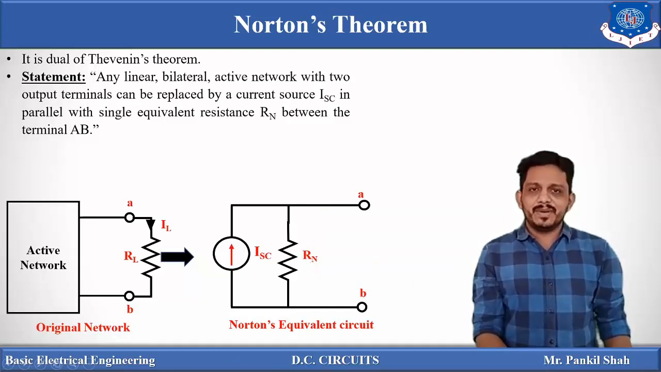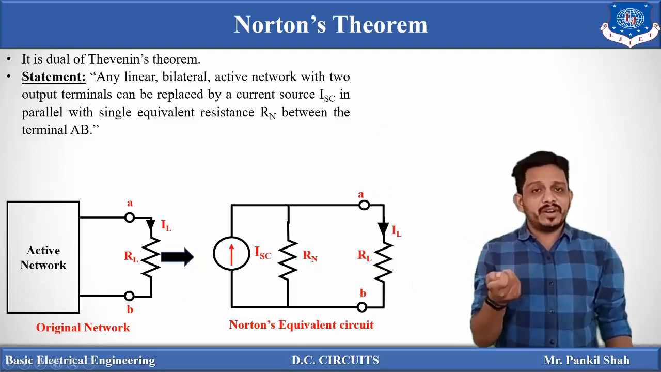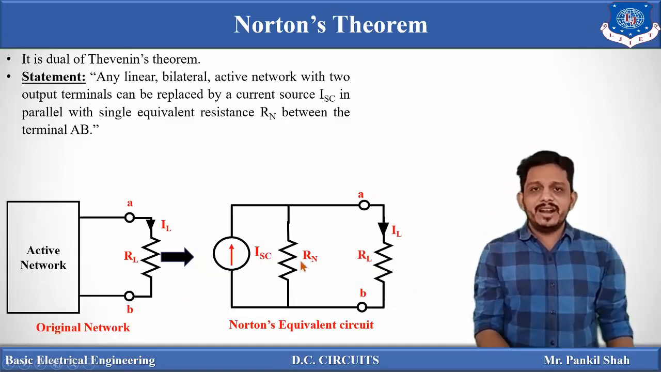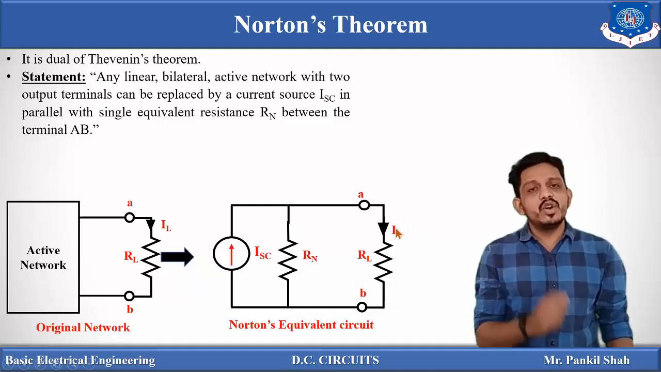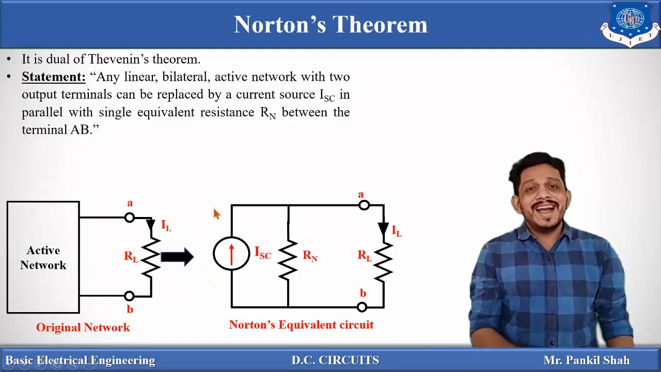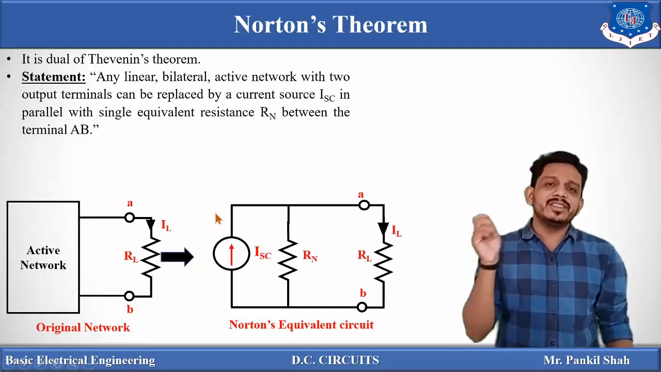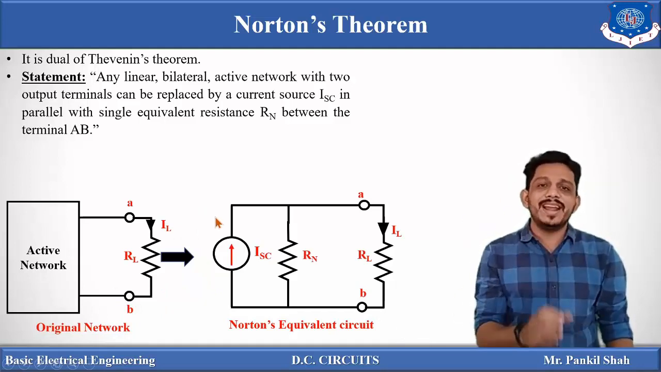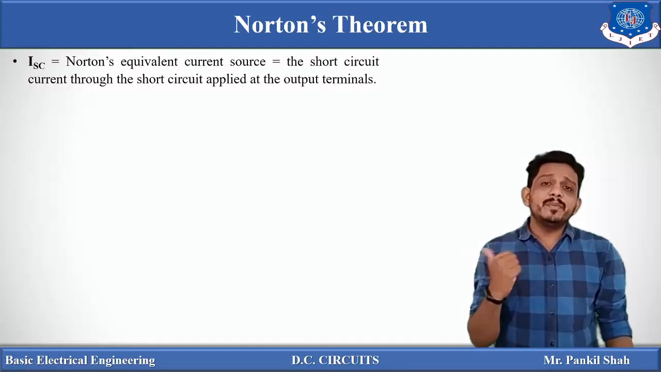And these are the terminals A and B. After finding this Norton's current and Norton's resistance, we will connect our load resistance branch back to these terminals A and B. So we have to temporarily remove this load resistance branch, and lastly, we will bring this branch back to the terminals as it is.